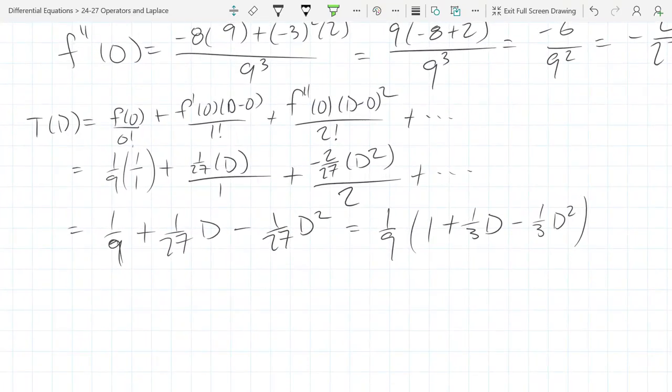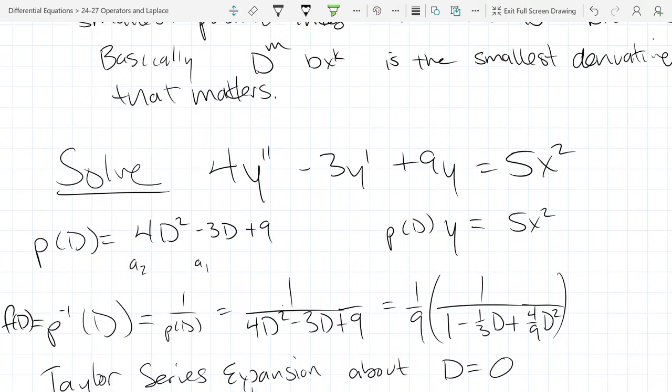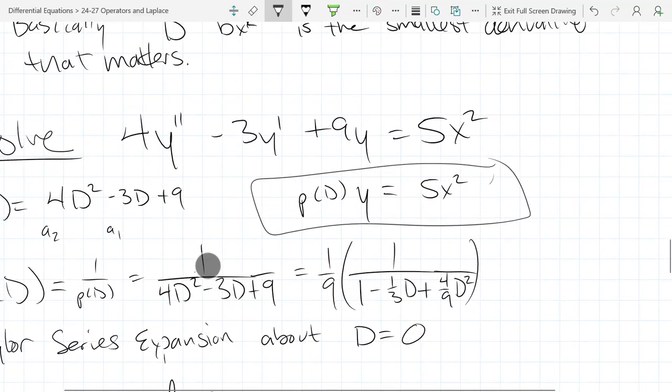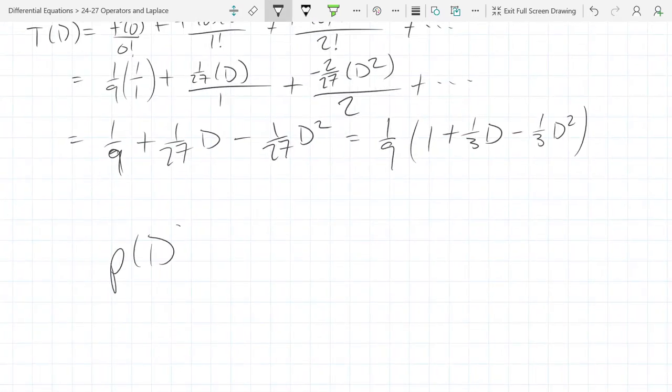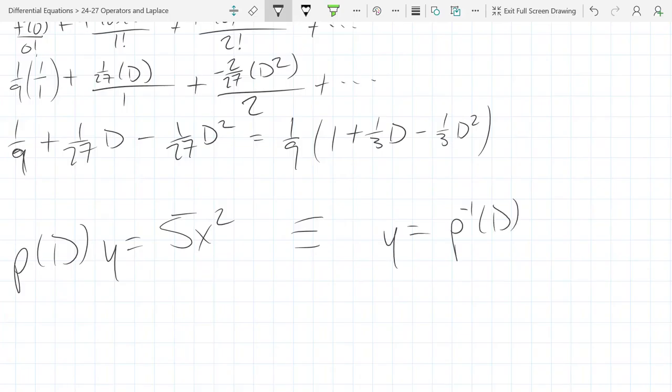Okay, so after all that work, this is our P inverse of D. We're going to put this into the second line that we did. Well, we didn't even write it, I guess I must have erased that line. So let me rewrite. Here's our original problem, or at least the problem rewritten with our operator. P of D of y equals 5, was that 5x squared? So that's the same as y equals p inverse of d 5x squared. And the good news is we know p inverse of d finally. So we can take that p inverse of d and drop it in where it belongs, right here.